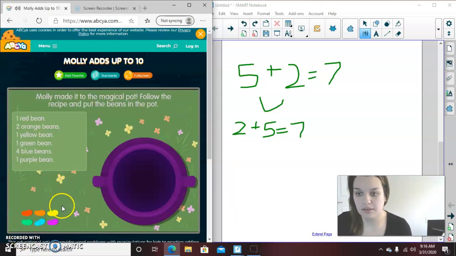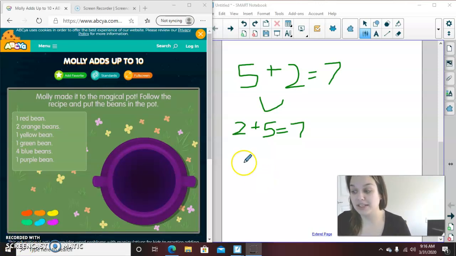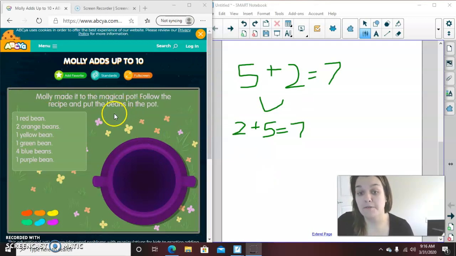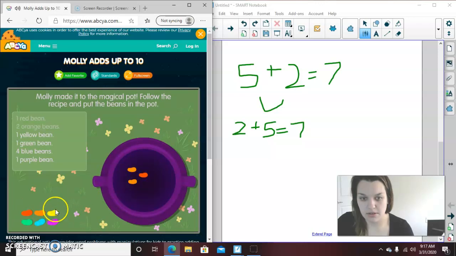Molly made it to the magical pot. Okay, so we made it to the end. This is just a really fun part of it, so we're gonna do it together. It says Molly made it to the magical pot. Follow the recipe and put the beans in the pot. So we need 1 red bean, 2 orange beans, 1 yellow bean, 1 green bean.